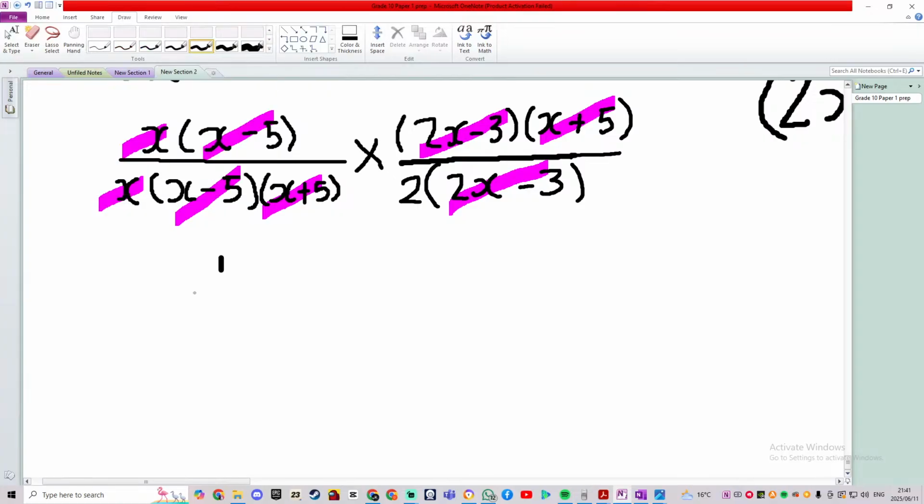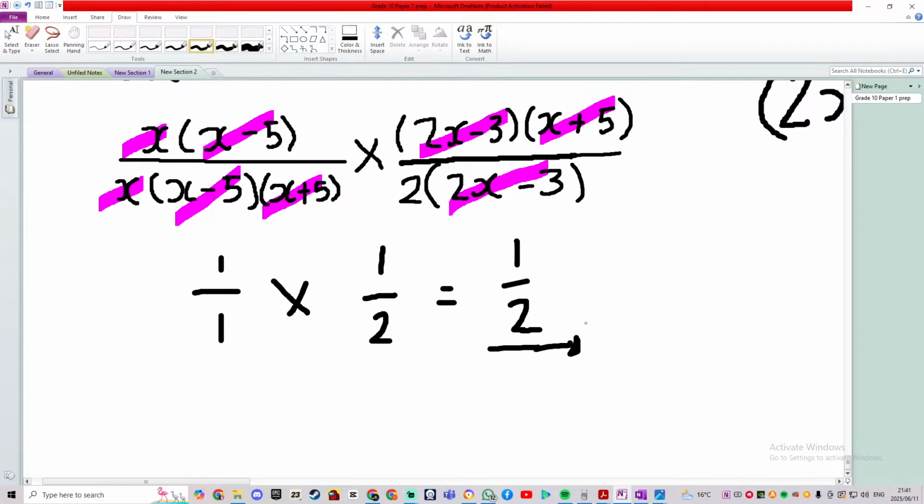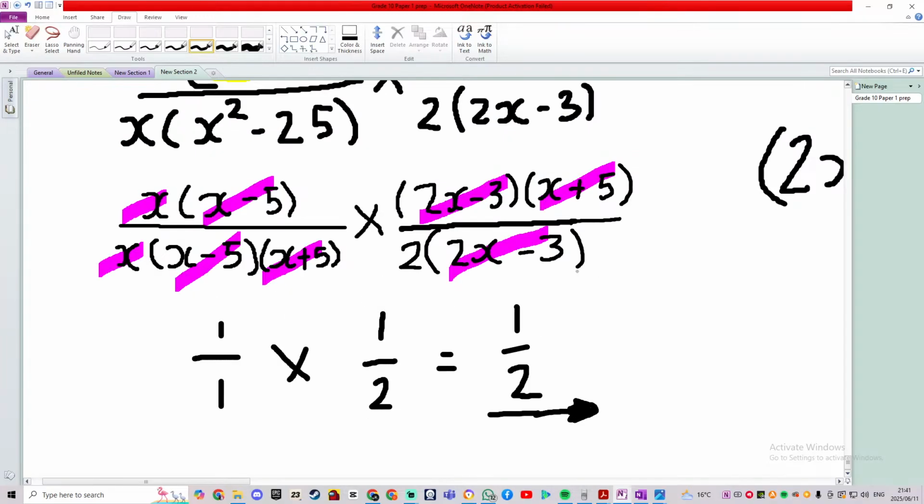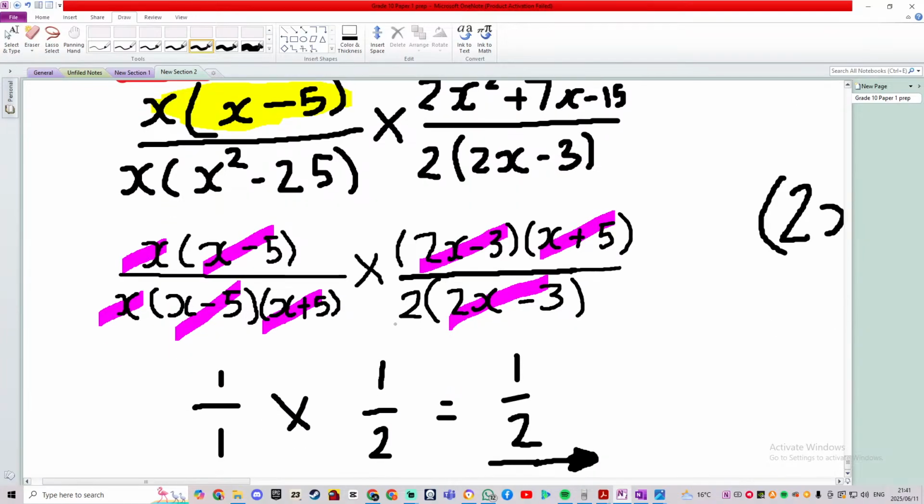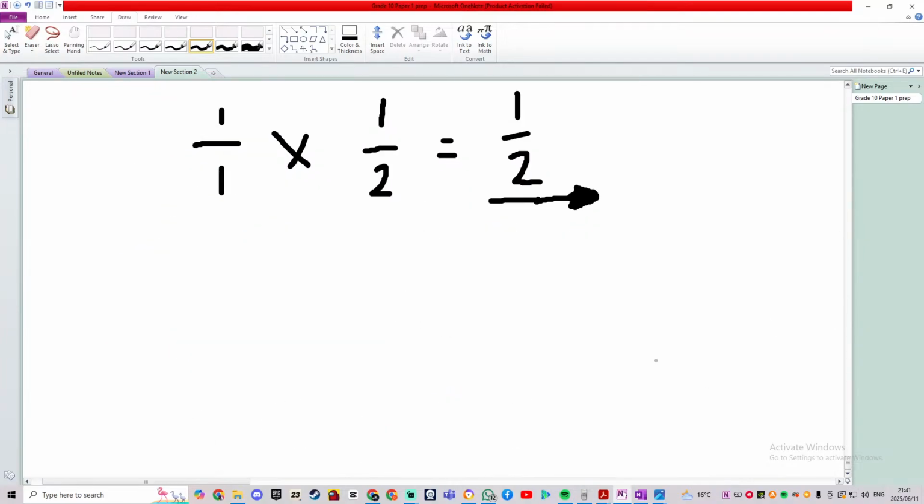So this is 1 over 1 times 1 over 2. That's equal to 1 over 2. That's the final answer. Beautiful. After that cancellation happening there, there's only a few things in life that give you happiness, and that's it right there. That's why you do maths.